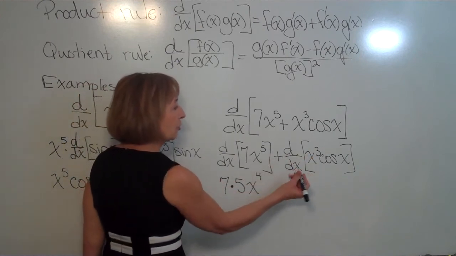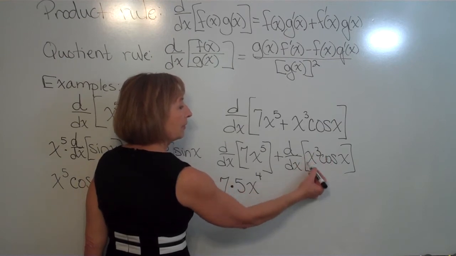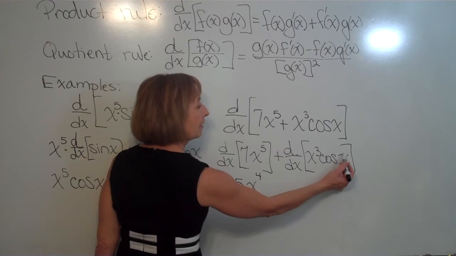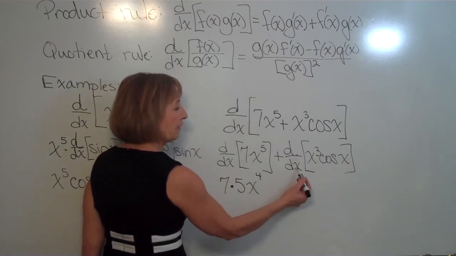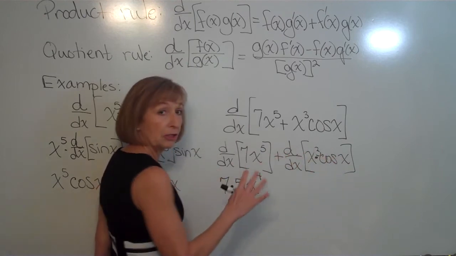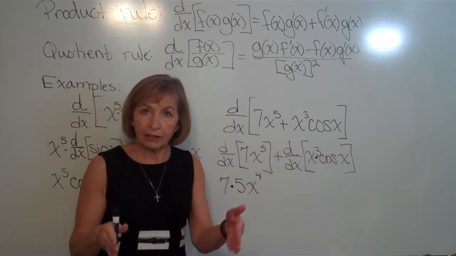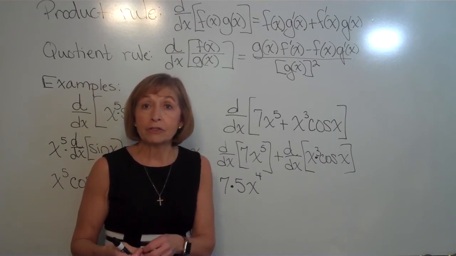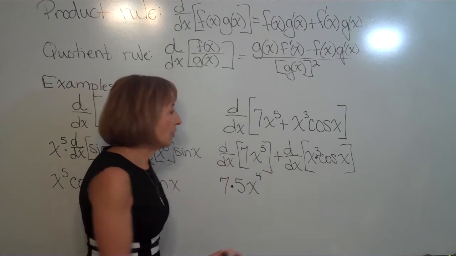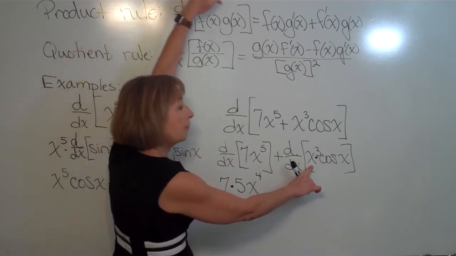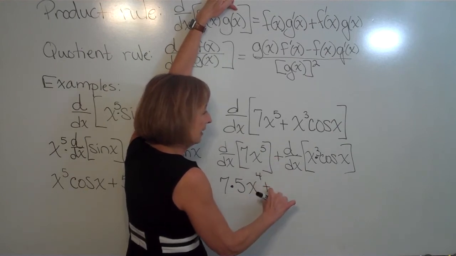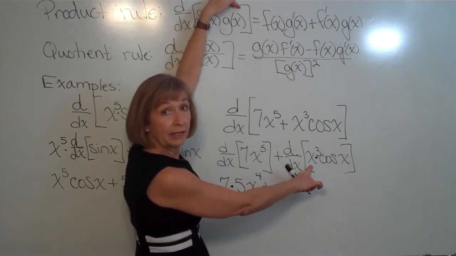In the next term, this is a variable expression multiplied to a function of a variable. So that's a product of two functions with the variable there. So I need to apply the product rule. So it'll be plus for this sign, and then we're going to go ahead and differentiate as we go.